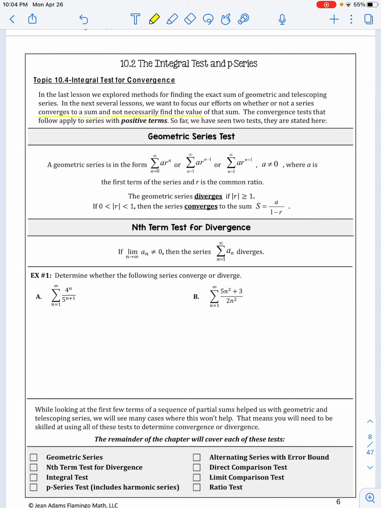That is really important for you guys to pay attention to, that we are basically just looking for convergence or divergence, not really worried about the sum that it converges to. Now, when we were looking at the geometric series test, we actually had a way to find the sum that it converges to. But the ones that we're going to be doing, some of them we might be able to find the sum, and some of them we just will find out whether it converges or diverges. So the convergence tests that follow apply to series with positive terms.